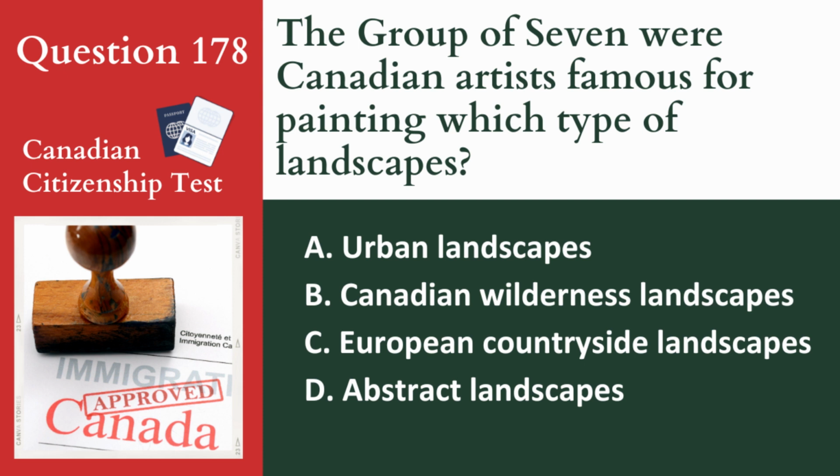Question 178. The Group of Seven were Canadian artists famous for painting which type of landscapes? A. Urban landscapes. B. Canadian wilderness landscapes. C. European countryside landscapes. D. Abstract landscapes. Answer: B. Canadian wilderness landscapes. The Group of Seven is well known for their paintings that capture the raw beauty of the Canadian wilderness.